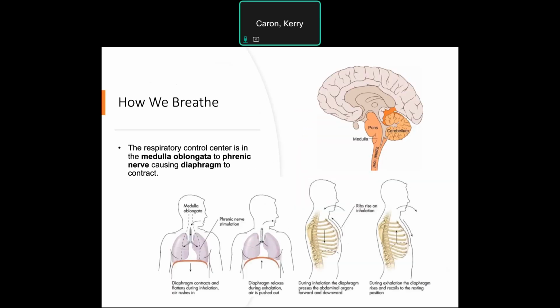No. Okay, so how do we breathe? In the nervous system, the medulla oblongata is responsible for breathing. You damage that part of the brainstem, you're not breathing. That connects to the phrenic nerve, which is actually what causes hiccups, the phrenic nerve, causing the diaphragm to contract. So I like this picture because it shows the medulla oblongata stimulates the phrenic nerve, which causes the diaphragm to contract. So it flattens during inhalation. It flattens and air can rush in.